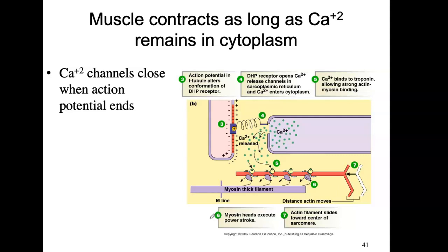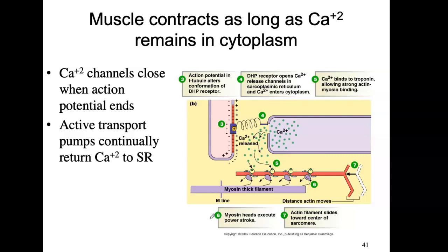The calcium channels will have to close when the action potential ends. In other words, you're telling your muscle, I want to hold my arm out with a weight, and then I decide I don't want to hold it anymore. So that action potential ends. The calcium channels close. Now we have to mop up all that calcium that is in the cytoplasm and that you don't want anymore. So active transport is going to pump that leftover calcium and put it back into the sarcoplasmic reticulum.